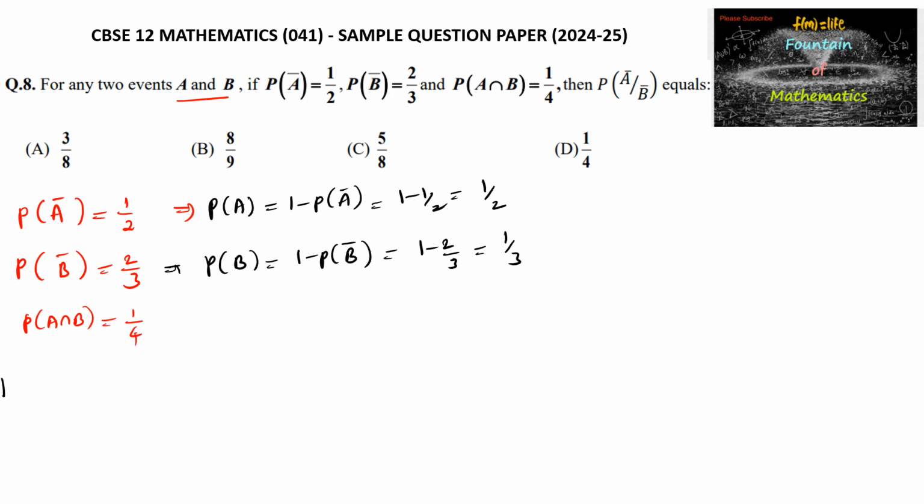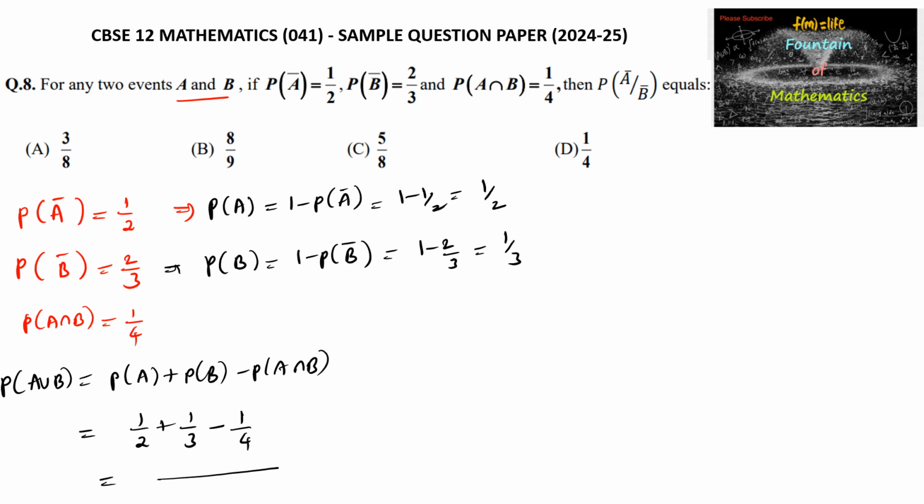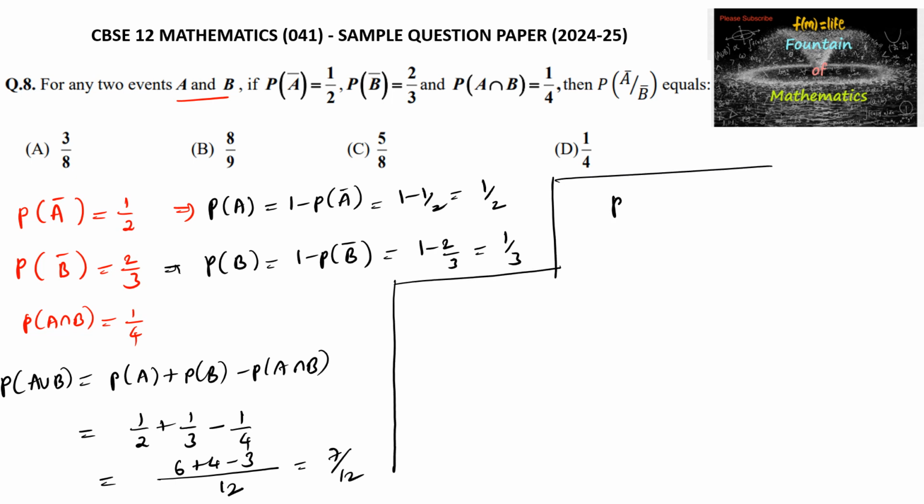So we can find P of A union B, which is equal to P of A plus P of B minus P of A intersection B. So P of A is 1 by 2, and P of B is 1 by 3, and P of A intersection B is 1 upon 4, and here the LCM is 12. So 2 goes 6 times, 3 goes 4 times, and 4 goes 3 times. So 6 plus 4 minus 3, that is 10 minus 3, 7, so 7 upon 12. So P of A union B is equal to 7 upon 12, which implies that P of (A union B) whole complement is equal to 1 minus 7 upon 12, which is 12 minus 7, that is 5 by 12.